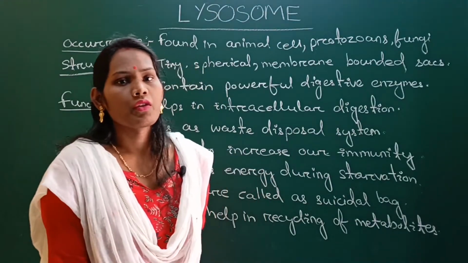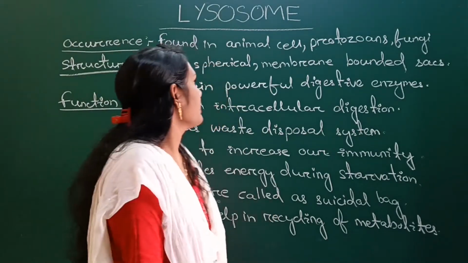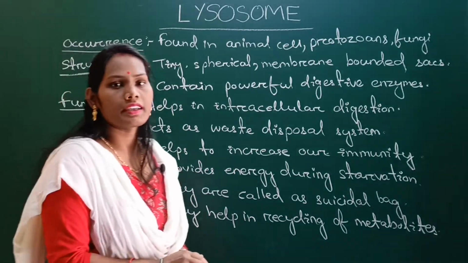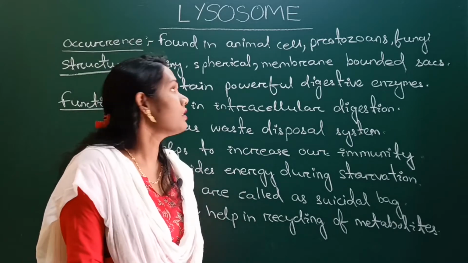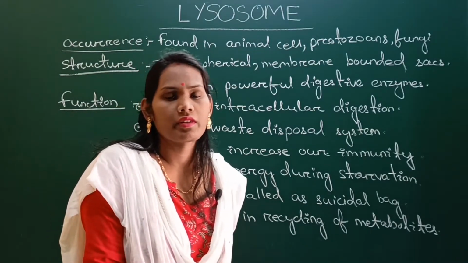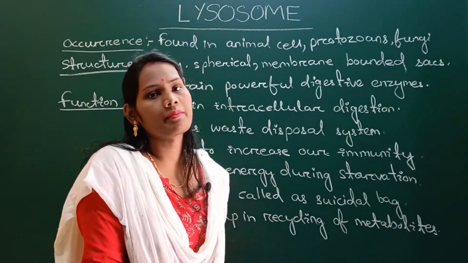So today we are going to discuss another cellular organelle, and that organelle is lysosome. Okay, so first of all let's know about the occurrence of the lysosome. Lysosome is mainly found in animal cells, protozoans and some fungi cells. Okay, but it is absent in prokaryotes and mammalian red blood cells.